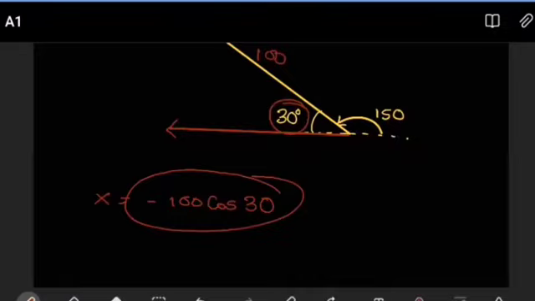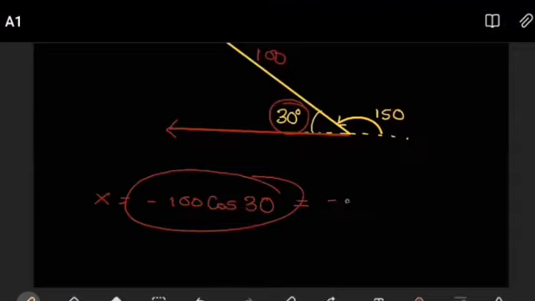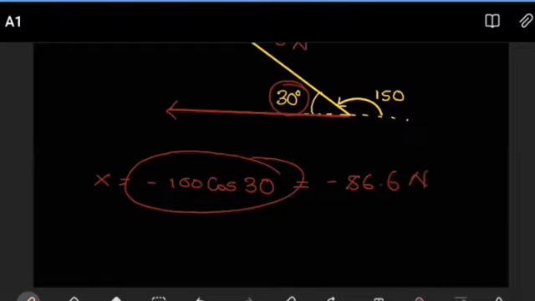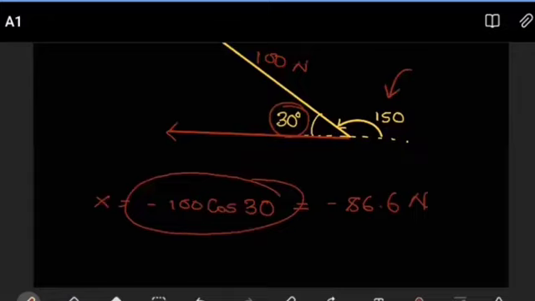What's that? 6.6. Okay, so let's say this is newtons. Now, notice that if I was to use the 150, there would be no need for me to put a negative here. I'll just write 100, and this will be also 150.